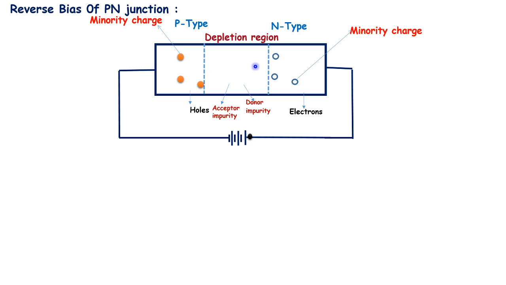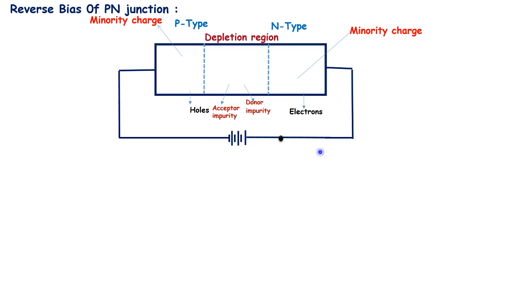When the depletion layer increases, the resistance offered by the PN junction increases, and hence less current passes through the PN junction. These holes recombine with electrons, and due to this recombination a small current passes through the PN junction, like this, positive to negative, anti-clockwise. So current and voltage are negative in this case.